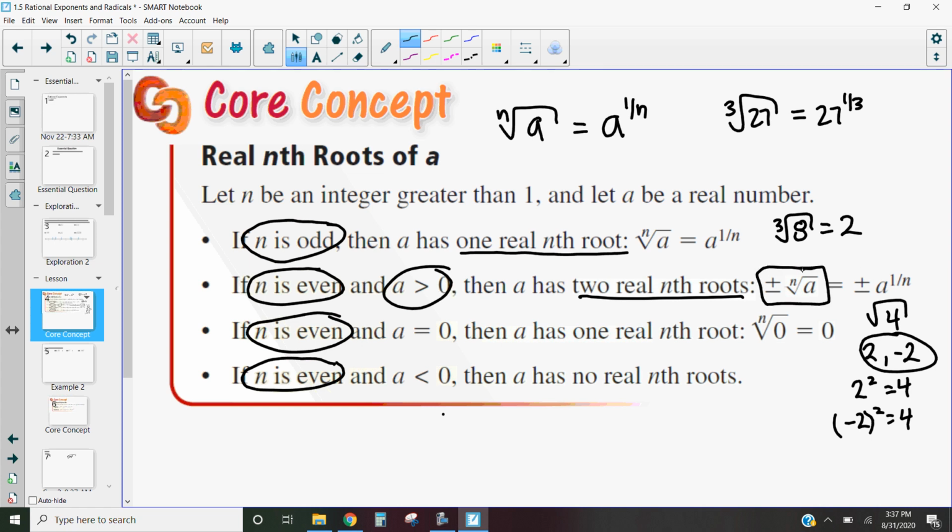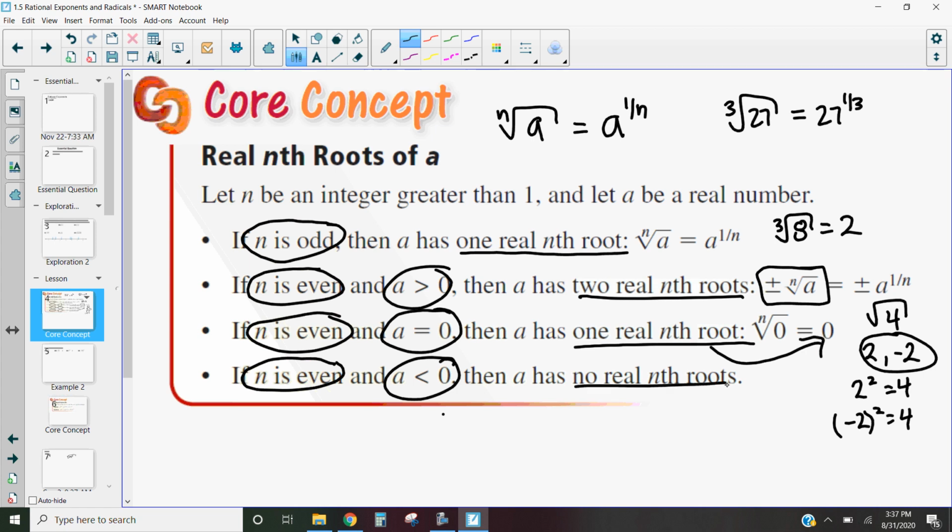If n is an even number and a equals 0, we're only going to have one solution. And guess what that solution is? That's right, 0, because 0 raised to any power other than 0 is always going to be 0. And then if n is even and a is less than 0, we're going to have no solutions.